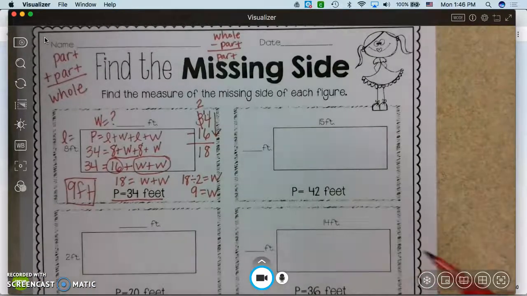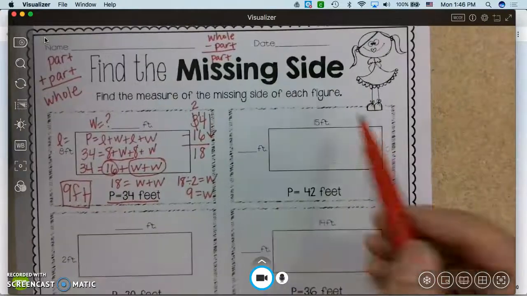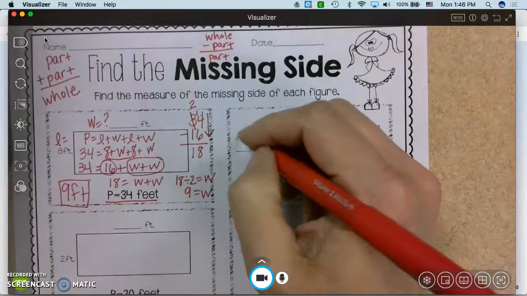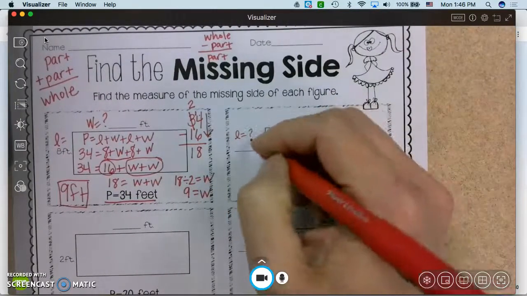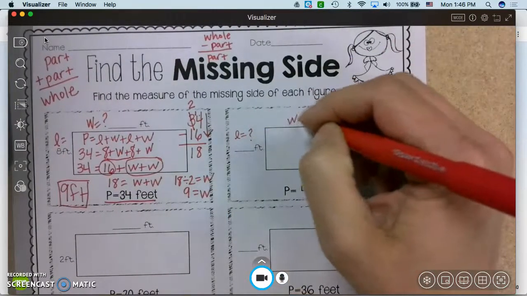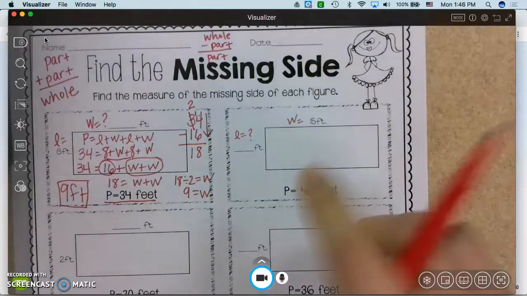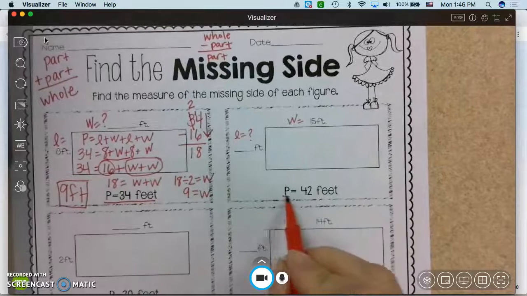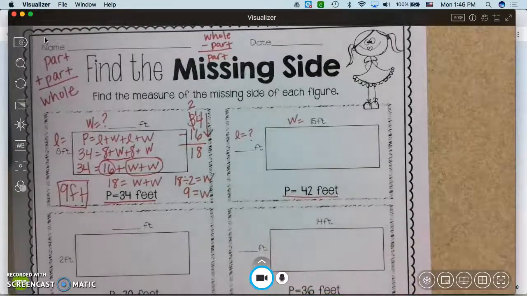All right, let's go back to perimeter. Let's look at this problem here. We are missing the length this time, and we have the width is equal to 15 feet. And you can switch these. It doesn't matter if you make this one the width and this one the length. And we know our perimeter is 42 feet.